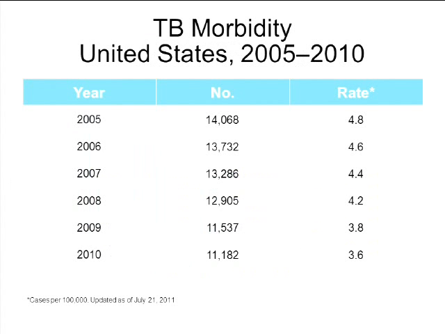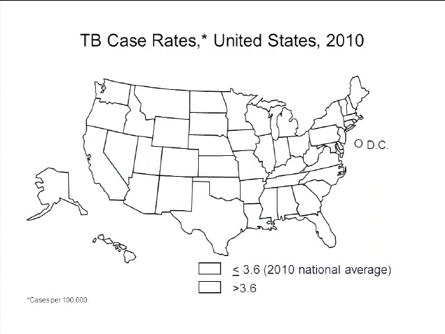This slide provides a little bit of insight on the total number of U.S. TB cases the past few years. This is per 100,000 people. The TB rate here, as you can see, has been going down the last few years, but not significantly. We're pretty much at 4 to 5%.